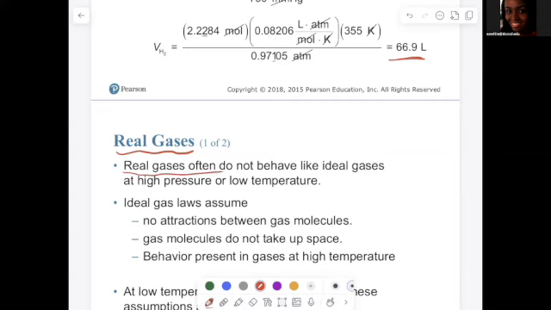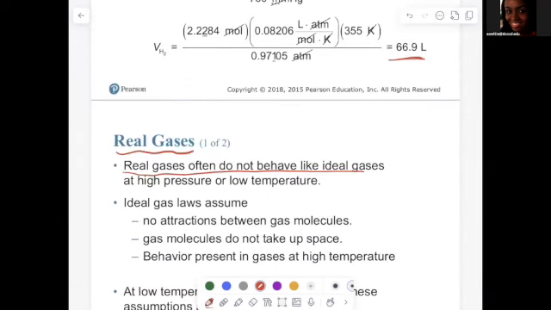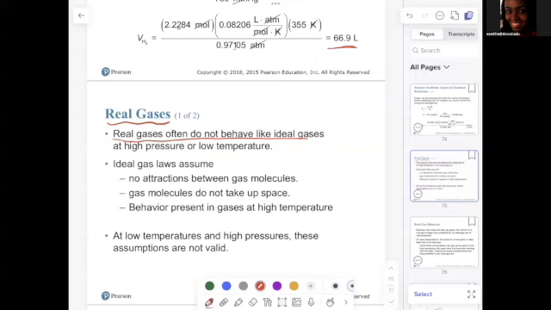Real gases often do not behave like ideal gases. So here's the thing. Let me back up a little bit. Gases can behave ideally if the condition allows for them to behave ideally. It's the same gas that will either behave ideally or behave like a real gas. So what exactly is a real gas here? It's a gas that will be under low pressure, high temperature environment.